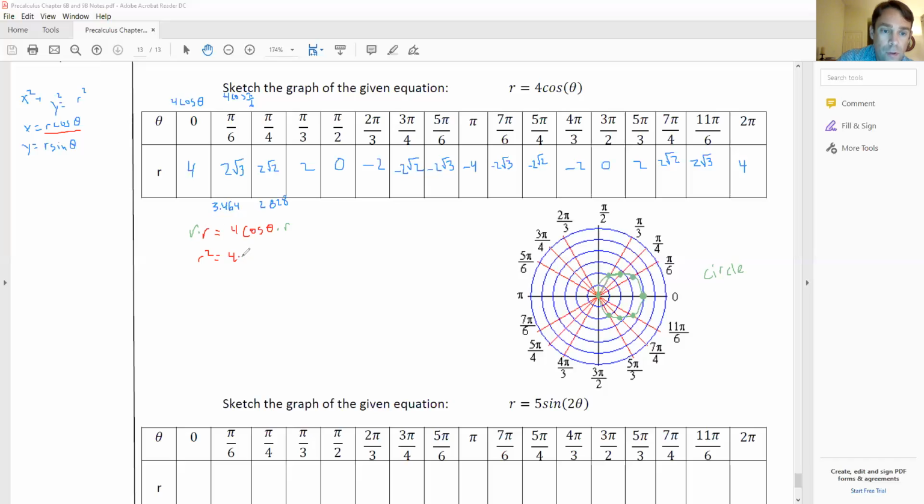4 times r cosine theta. So r squared, that's the same thing as x squared plus y squared, equals 4 r cosine theta, and r cosine theta is going to be x, so 4 times x. So if I set them equal to 0, I get x squared minus 4x plus y squared equals 0.